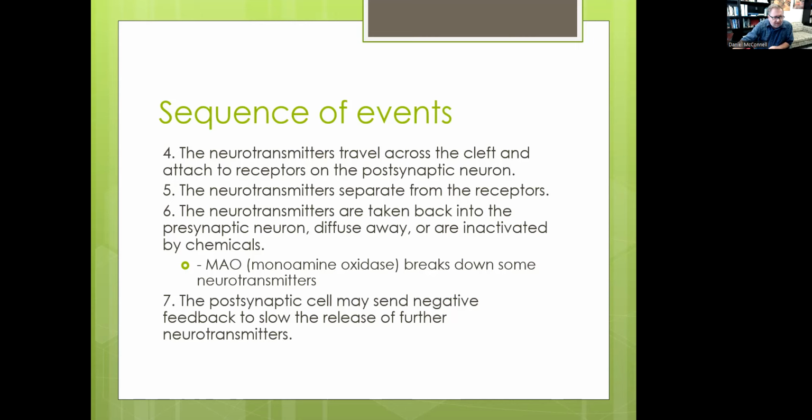So they have to have the right shape in the same way that a key has to have the right shape to unlock a door. Here, the neurotransmitter has to have the right shape to unlock these receptors. So these receptors really are doors. They are gateways. They are protein channels.